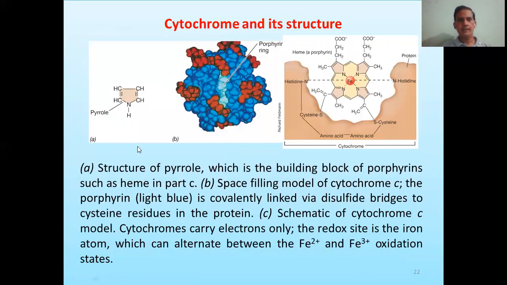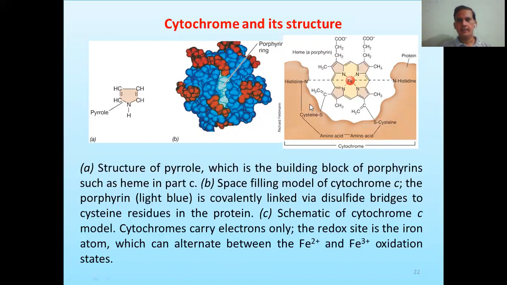This is the structure of one of the pyrroles, which is the building block of the porphyrin heme structure. This is the atomic structure where the porphyrin ring is embedded inside cytochrome C. Now these cytochromes can be of several types: cytochrome A, B, and C. And there could also be variation within these A, B, C. It will depend on the microorganism what different kinds of cytochromes it has.